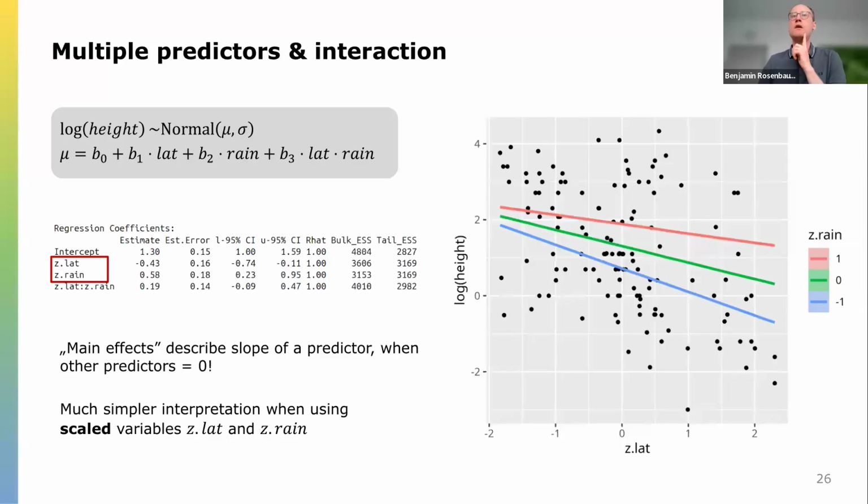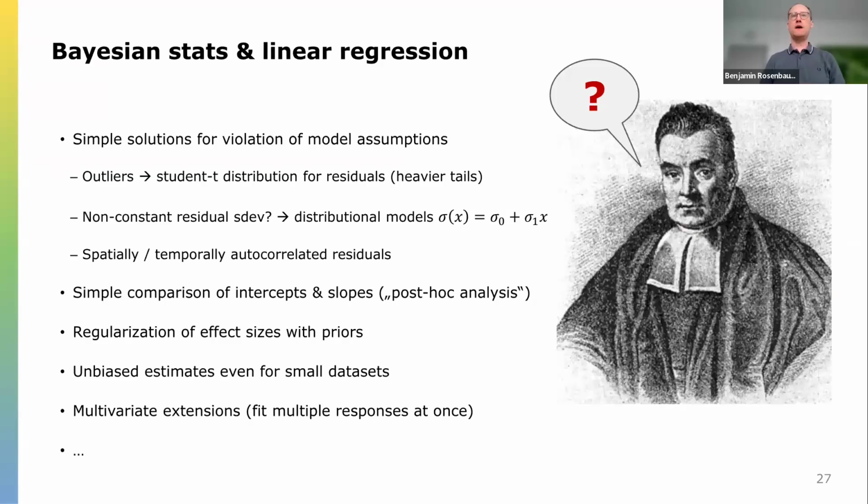Okay, so this all holds for frequentist models the same as for Bayesian statistics. So what is Bayesian about it, or what can we do with Bayesian statistics here? There are often solutions for violations of model assumptions. And the cool thing is you can do all of this in the same package. You can do all of this in BRMS.